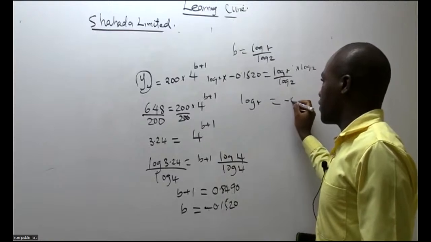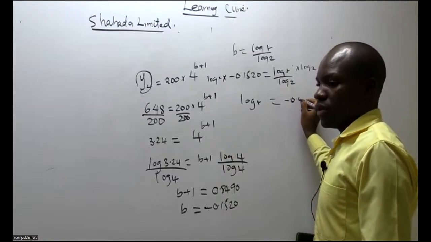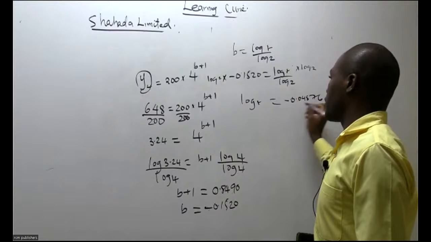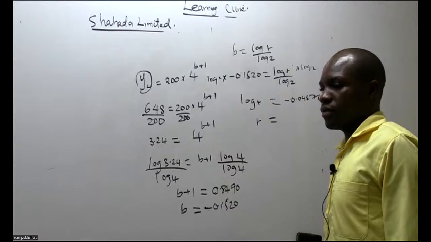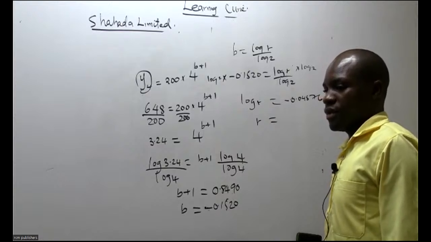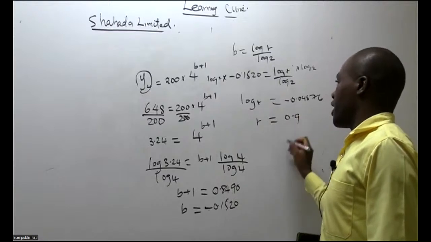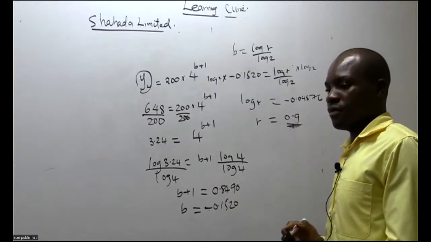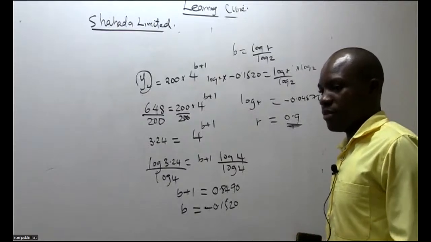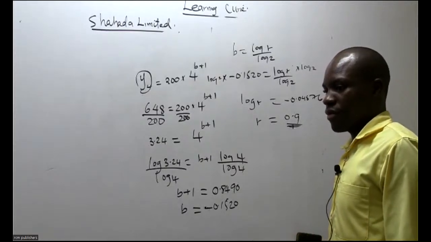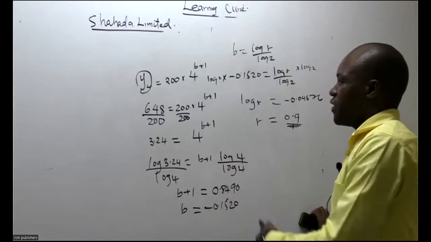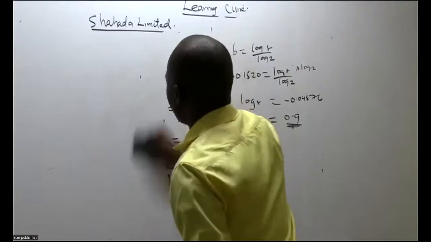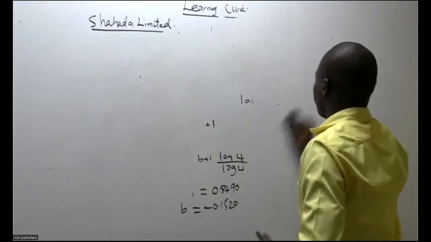Negative 0.04576. So give me the antilog of that. The antilog of that will take you to 0.9. Are they not the same? Okay, so during your free time, try using the first 8 units and see if you'll be able to arrive at the same answer.